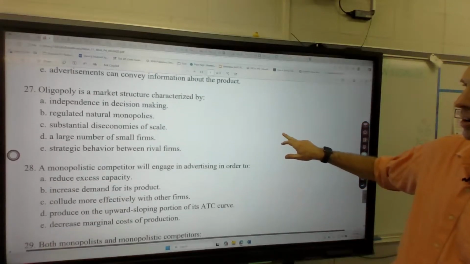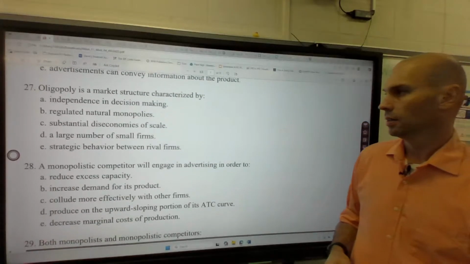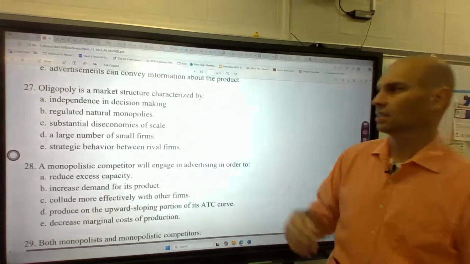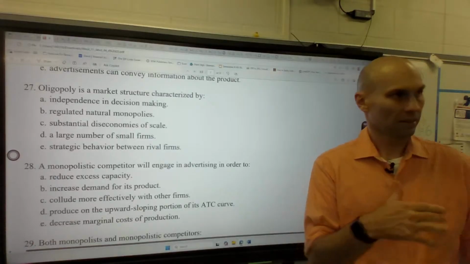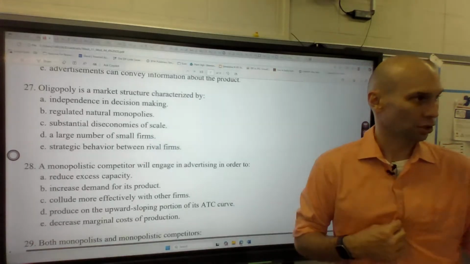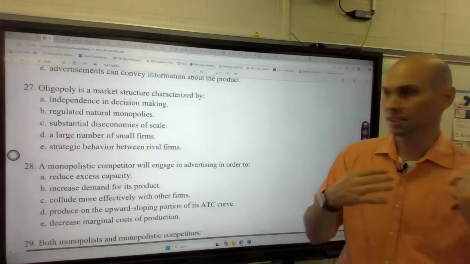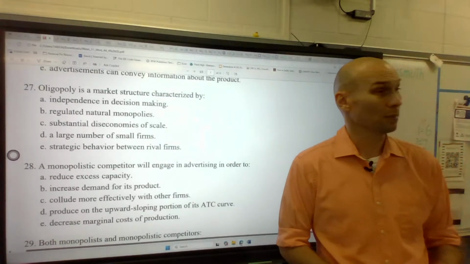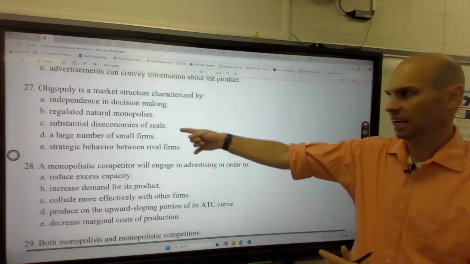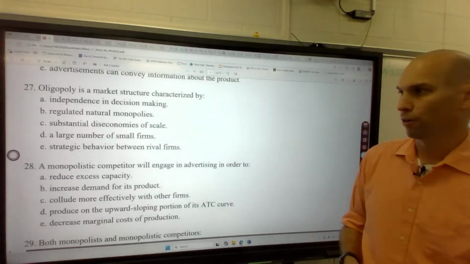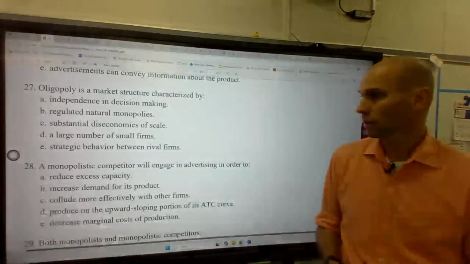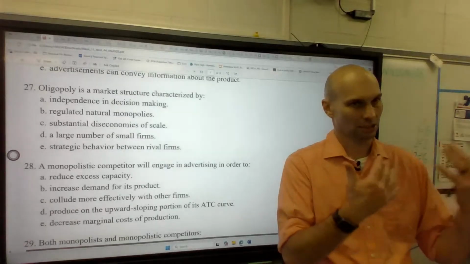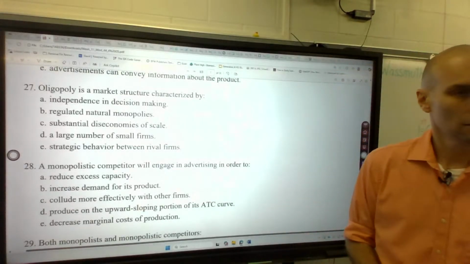All right, 27, 28. Oligopoly is a market structure characterized by few firms. Independence in decision making, no, they're interdependent. My action is based off yours. Regulated natural monopolies, that's not what an oligopoly is. Substantial diseconomies of scale, no, they can actually be really big and enjoy economies of scale. Large number of small firms, no. Small number of large firms. Strategic behavior, yeah, interdependent. I decide based on your action, that's a strategic decision.